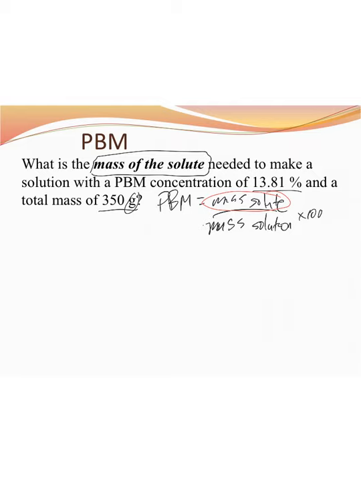I can rearrange the equation first, or I can plug it in and then solve it to get it by itself. I'm going to do it both ways. So for this one, I'm going to rearrange the equation first. I want to get rid of this 100. Since it's being multiplied by, I divide by itself. But whatever I do on one side, I have to do to the other side. Next, I want to get rid of the mass of the solution. And since that's being divided by, I multiply by the top. And that cancels out, but whatever I do on one side, I have to do on the other side.